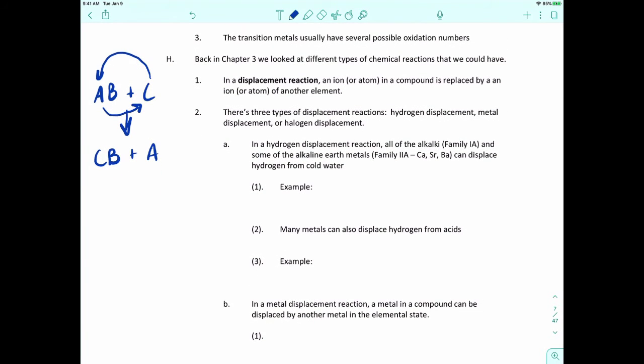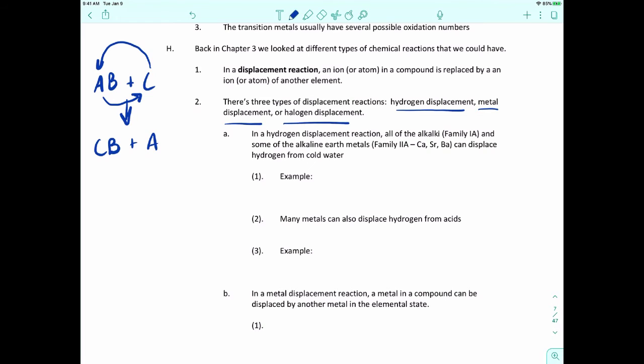Now, there's 3 types of displacement reactions. First one, where you are displacing a hydrogen. Second, where you're displacing a metal. And then the third, where you're displacing a halogen. Okay, so let's talk about each of these displacement reactions one by one.